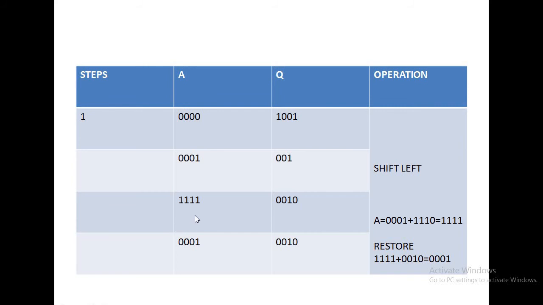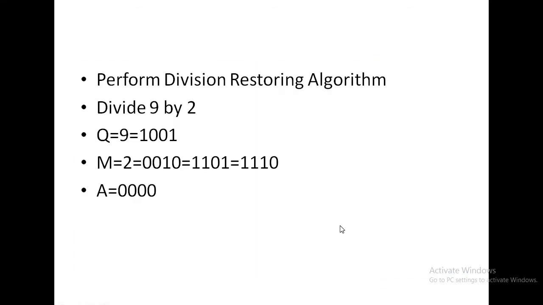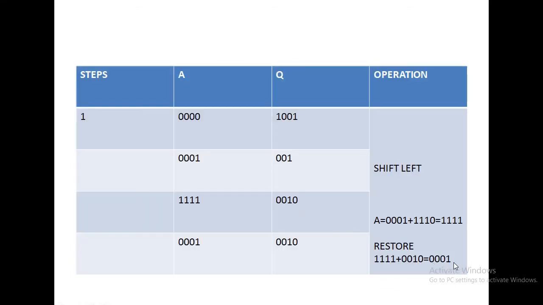Restore A means what is the previous value? The previous value is 0001. So it is 0001. Restore A is the same as A is equal to A plus M. So the A value is 0001 and the M value, we know, is 0010. Then you perform 0001. This is the first step.